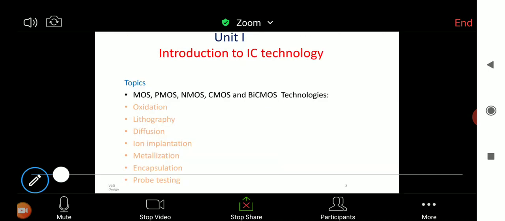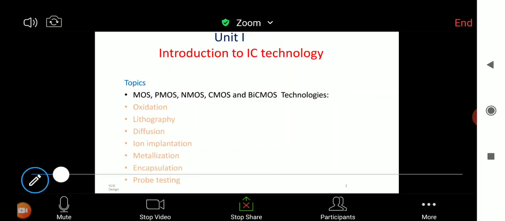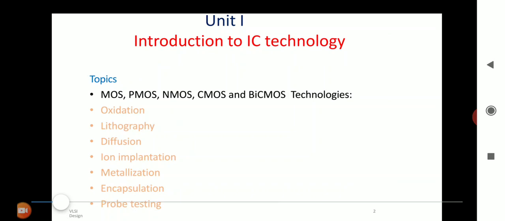Okay, VLSI design. In the first unit, the topics are introduction to IC technologies. In the topics: MOS, PMOS, NMOS, CMOS, and BiCMOS technologies. Here MOS is metal oxide semiconductor, and PMOS is P channel MOSFET, N channel MOSFET, like this. These are all transistors. And here IC technology means integrated circuit technology.